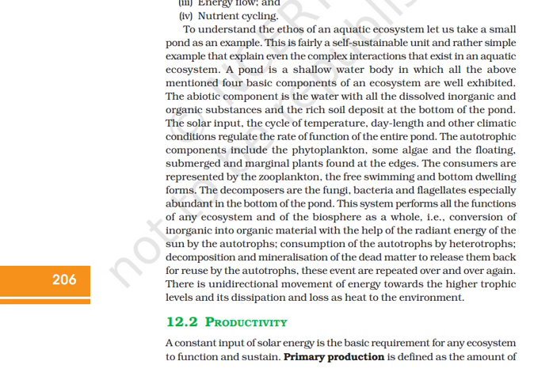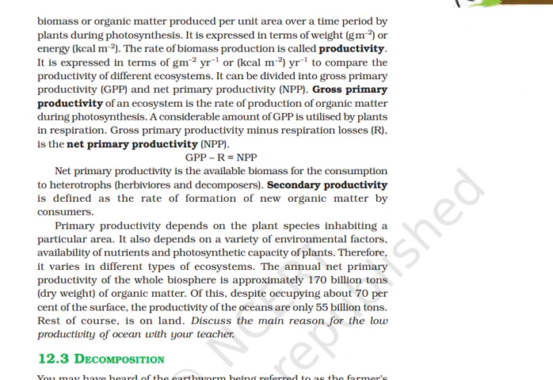Productivity. A constant input of solar energy is a basic requirement for any ecosystem to function and sustain. Primary production is defined as the amount of biomass or organic matter produced per unit area over a time period by plants during photosynthesis. It is expressed in terms of weight, gram per meter square, or energy, kilocalories per meter square. The rate of biomass production is called productivity. It is expressed in terms of gram per meter square per year or kilocalories per meter square per year.